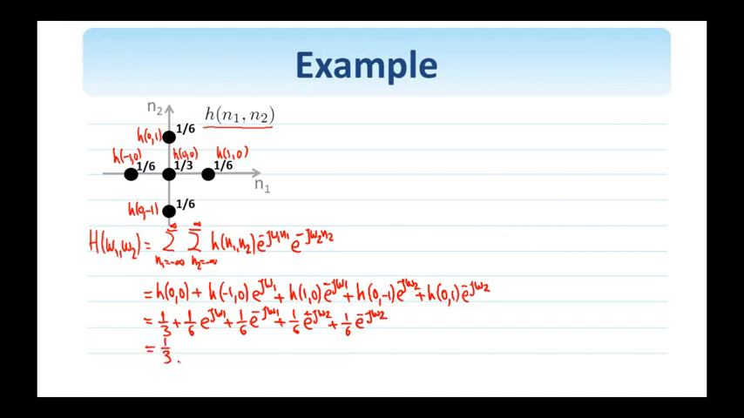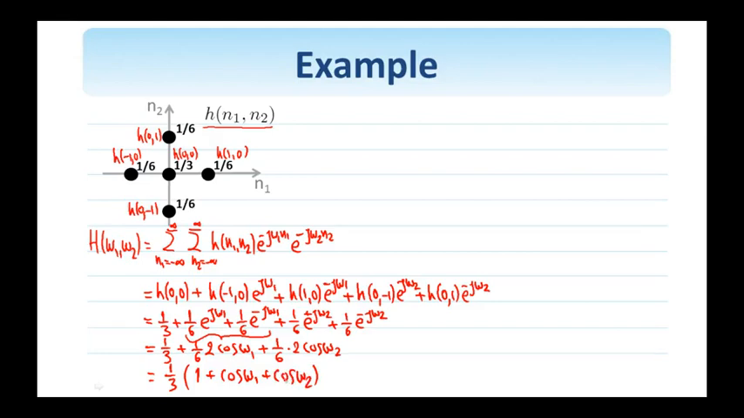So equal to 1/3. Now we observe here that due to Euler's formula, e to the plus j omega 1 plus e to the minus j omega 1 will give me 2 times cosine omega 1. And similarly, the other 2 terms will give me 2 times cosine omega 2. And I can further simplify this as 1/3 times 1 plus cosine omega 1 plus cosine omega 2. So we see that for this particular example, the frequency response of the system is real.